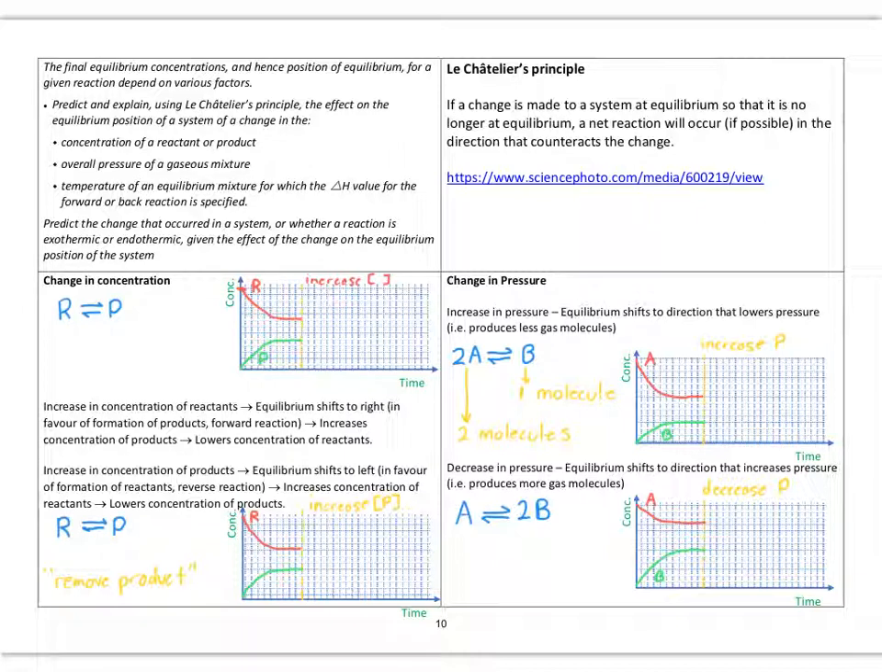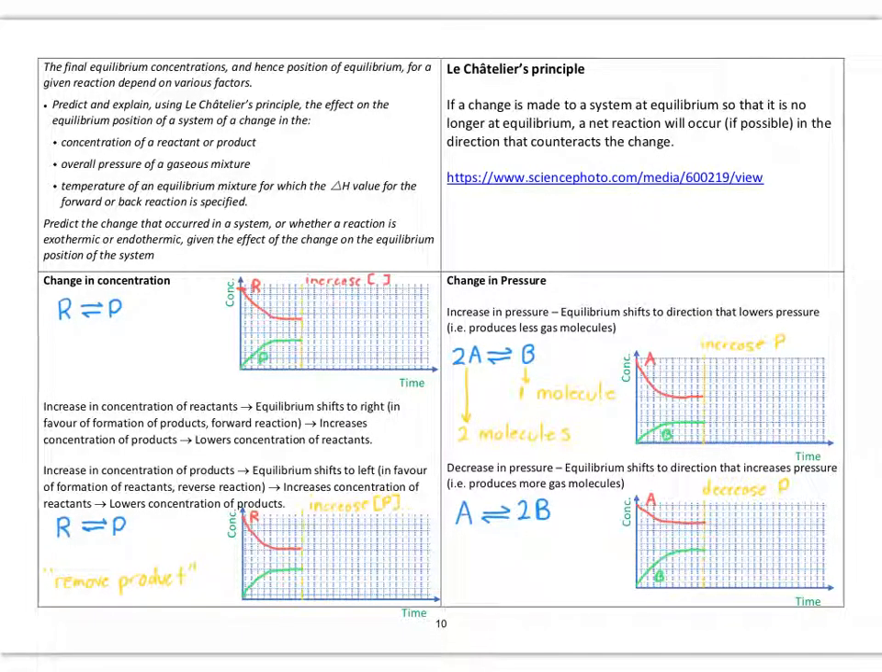So, Le Chatelier's principle, what does it tell us? If a change is made to a system at equilibrium so that it is no longer at equilibrium, a net reaction will occur, if possible, in the direction that counteracts the change. All sort of very confusing.